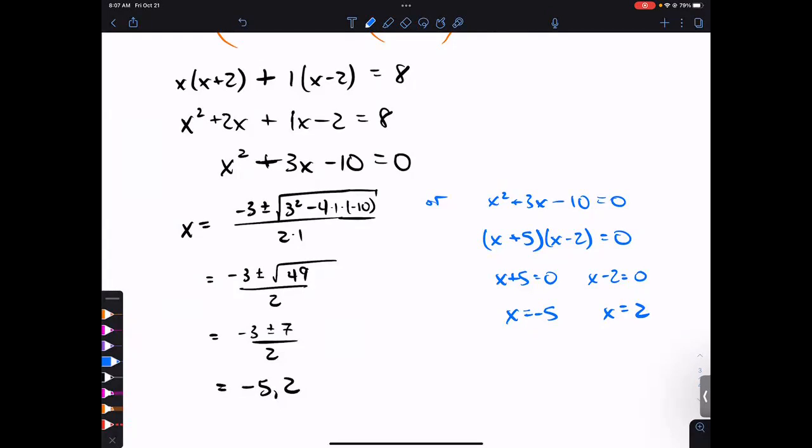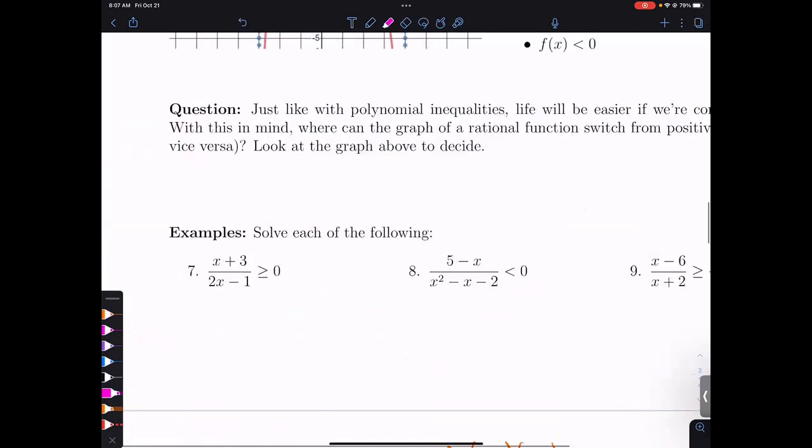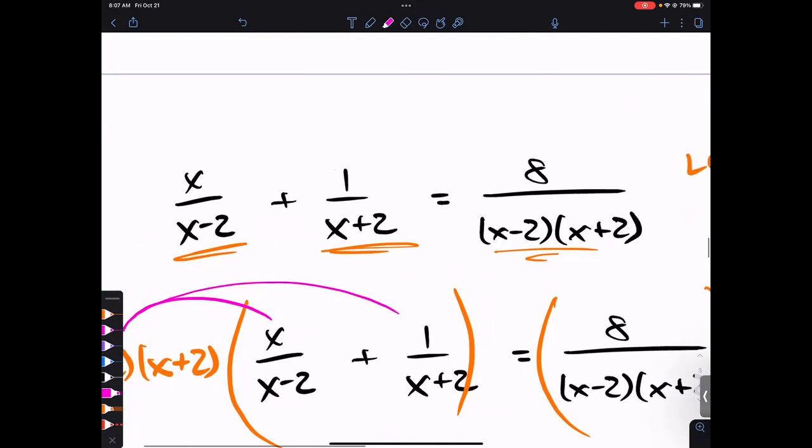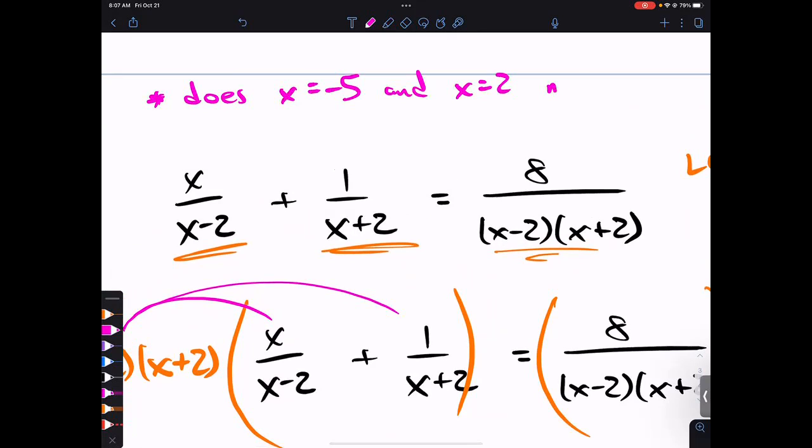Okay, the other thing I asked you to do is think about those as solutions, or whether those make sense if we track everything back to the original problem right here. Does x equals -5 and x equals 2 make sense, hang on, do x equals -5 and x equals 2 make sense as solutions? And what do we think?